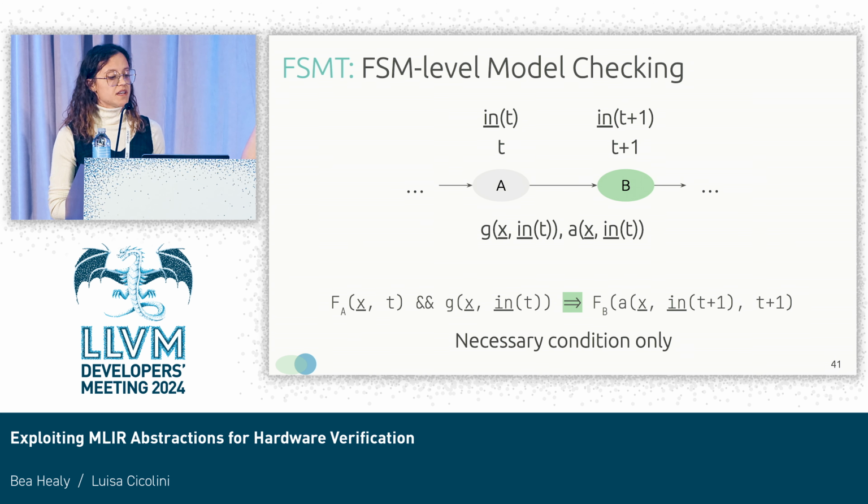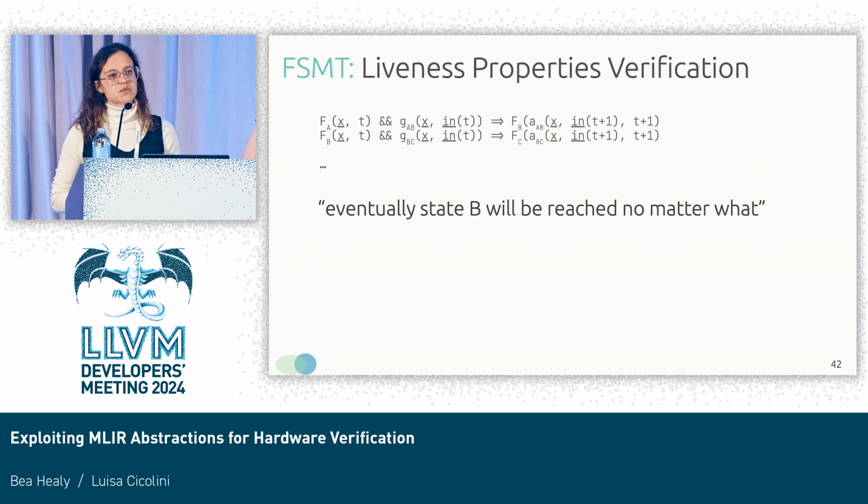Speaking of properties, the first family of properties we want to check is liveness properties. We have converted all of our transitions. We want to check that eventually a certain state will be reached in the traversal of the FSM, so that a state B is necessarily reached.